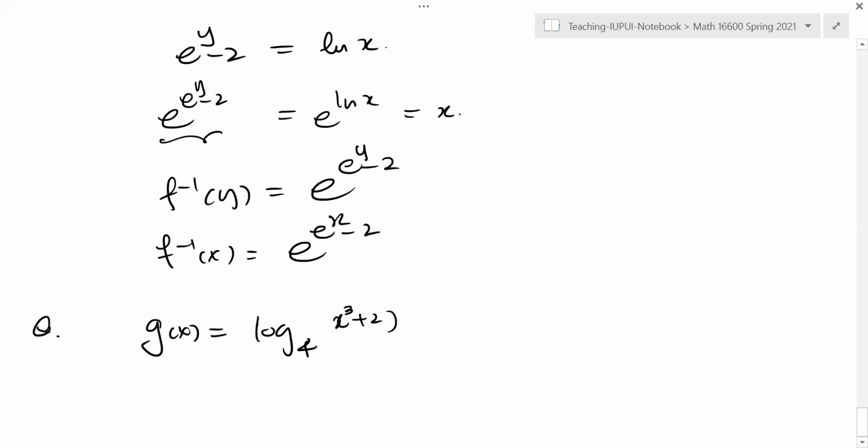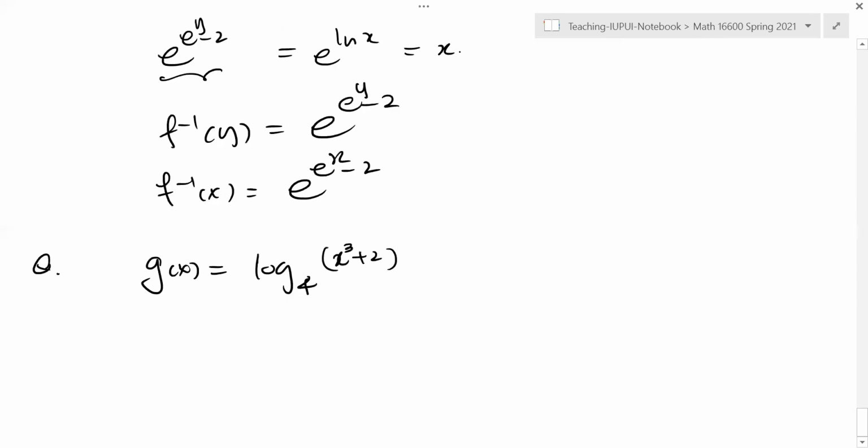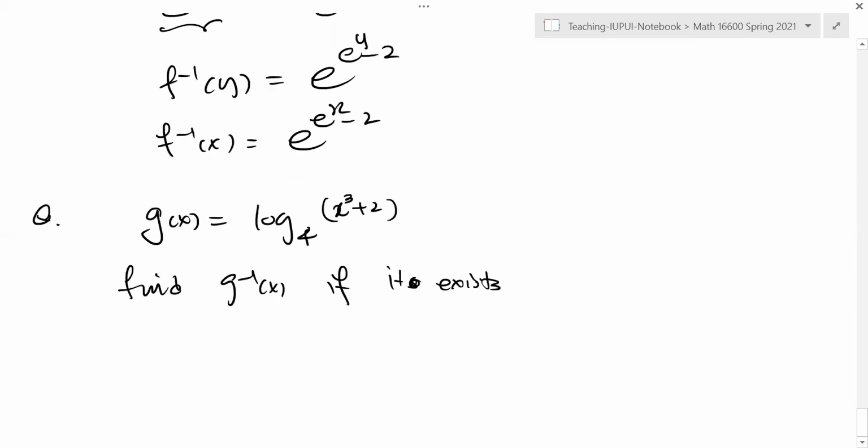x cubed plus 2, 1. Okay. What do we have to do? We have to find the inverse if it exists. Okay. Now I think the function is an increasing function. So the inverse exists.